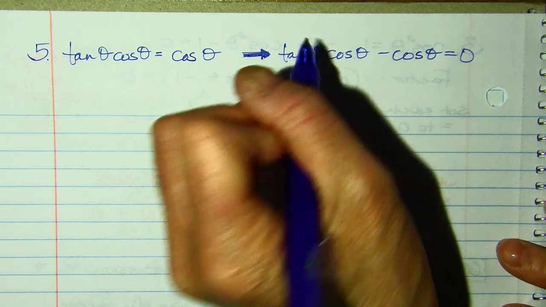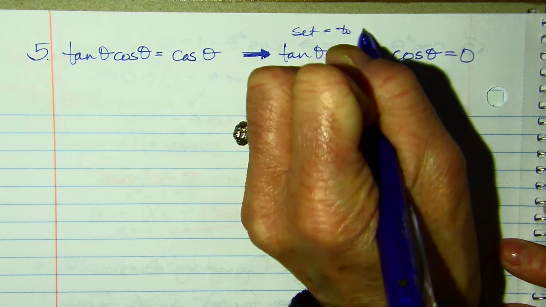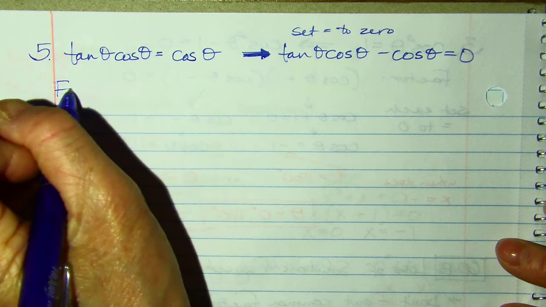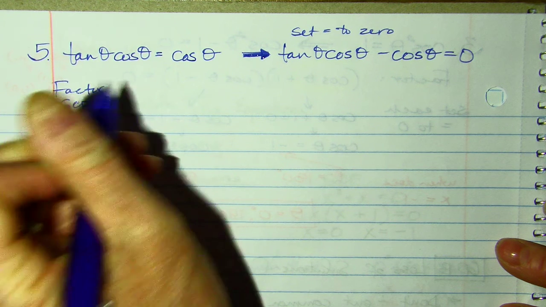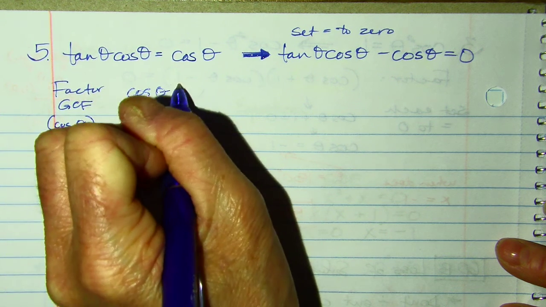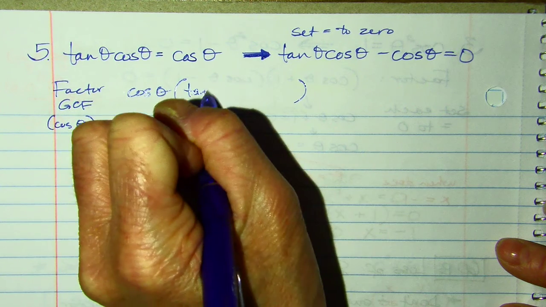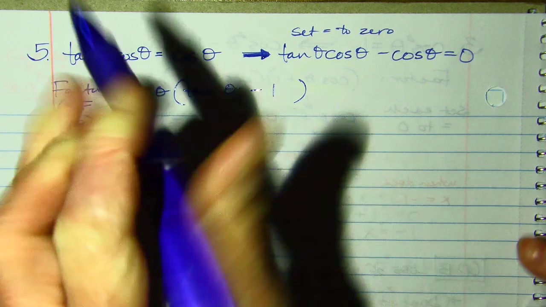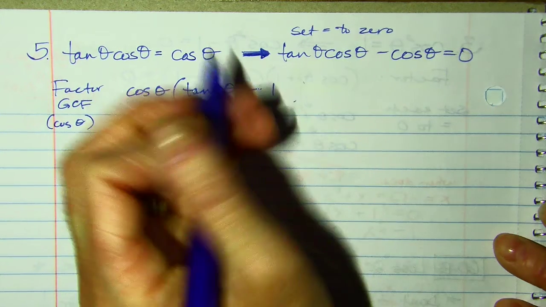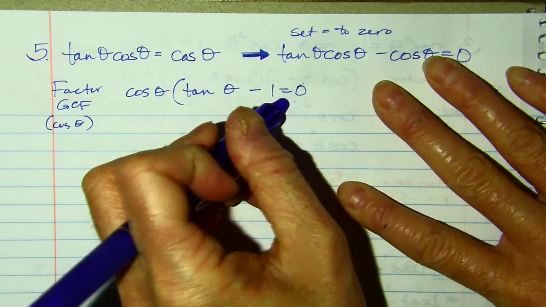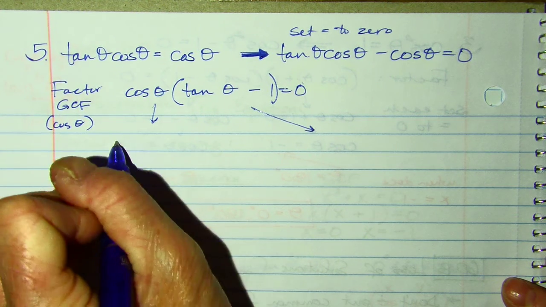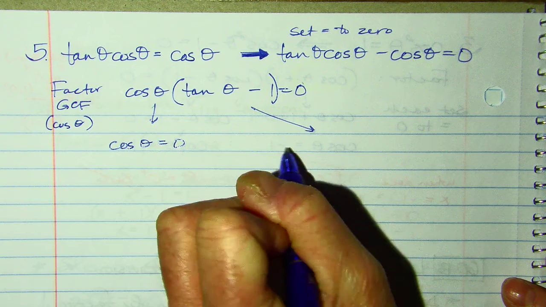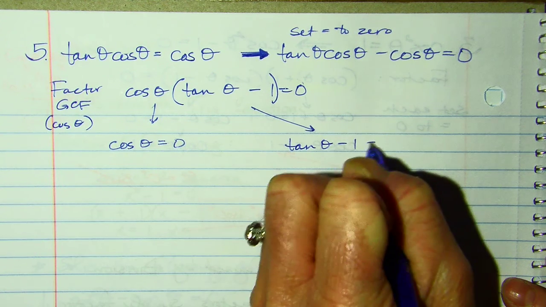So that's step 1. You have to set it equal to 0. Then I can factor. And I notice the GCF is cosine of theta. So cosine of theta, I'm going to factor that out, and that leaves me with the tangent of theta minus 1, don't need such big parentheses, equals 0. Now I'm going to set each of these equal to 0. So when does the cosine of theta equal 0? When does tangent theta minus 1 equal 0?